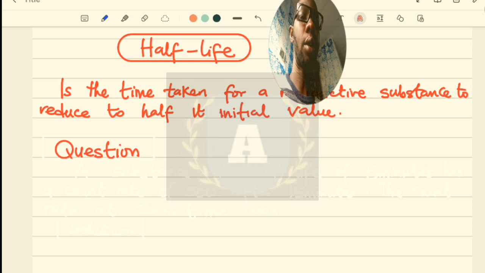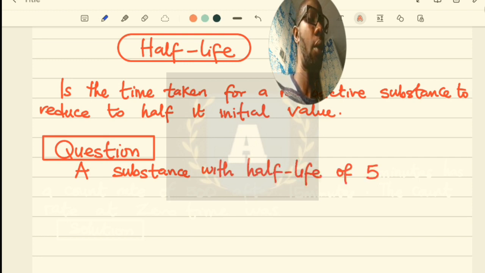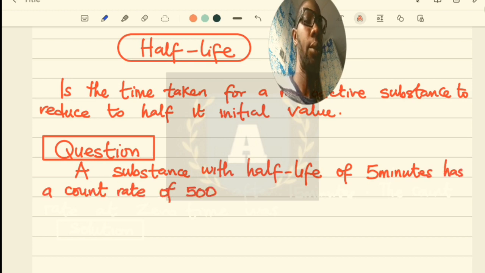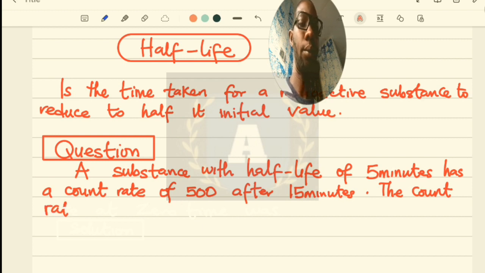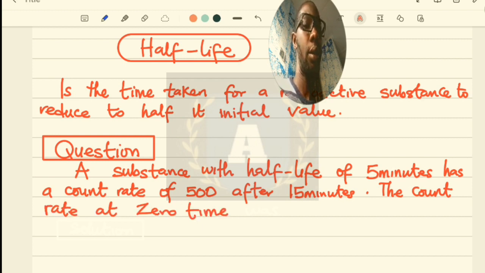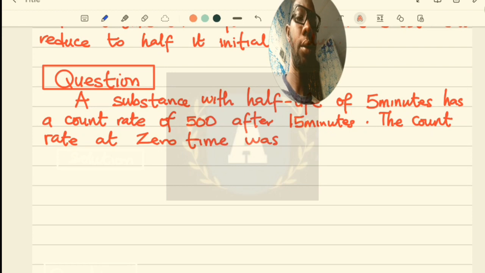Now let's quickly look at this question here. What does the question say? It says a radioactive substance with a half-life of 5 minutes has a count rate of 500 after 15 minutes. So the count rate at time 0 was what? How do we unravel that? Now, the solution to that question.